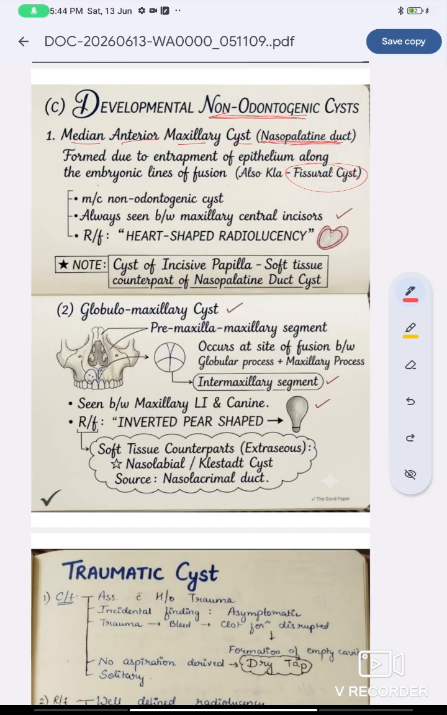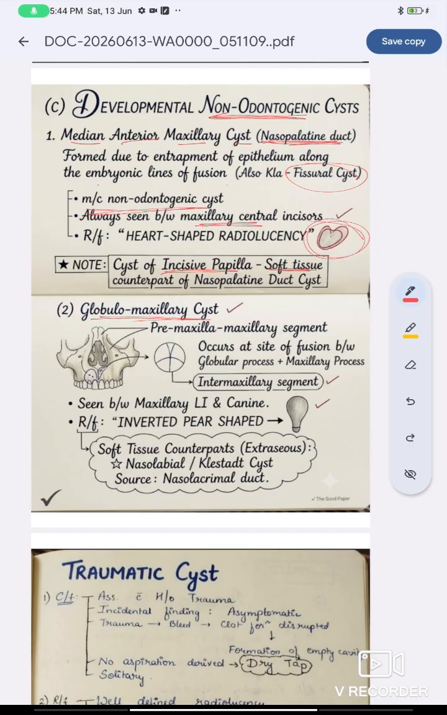MAMC is the most common non-odontogenic cyst. It is seen between the maxillary central incisors as a heart-shaped radiolucency. The cyst of the incisive papilla is the soft tissue counterpart of this. Cyst of the incisive papilla may be painful if it is large in size because of the sensitization of the nasopalatine nerves and vessels.